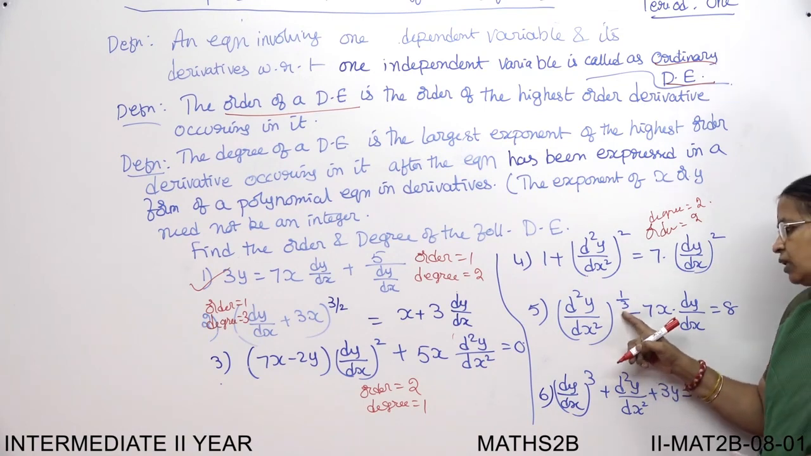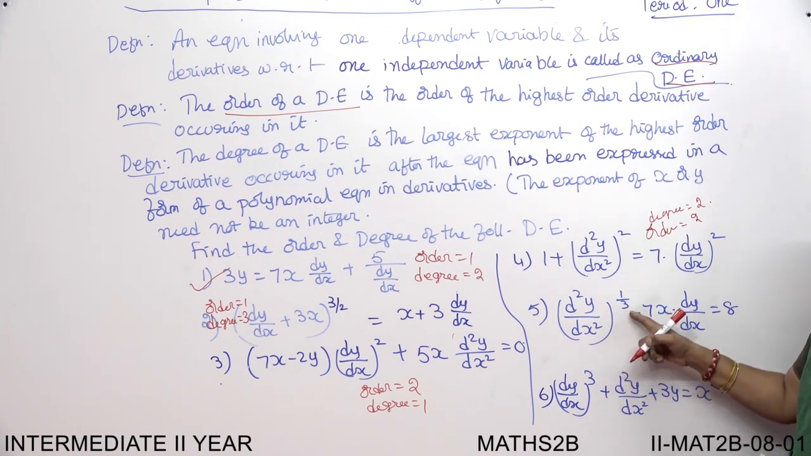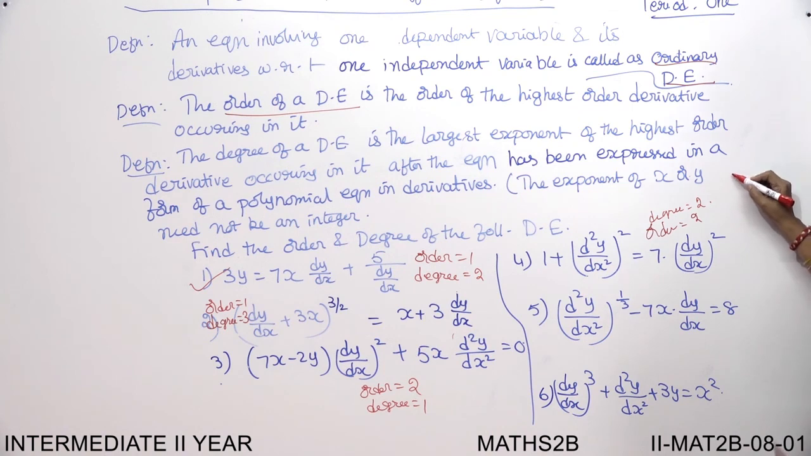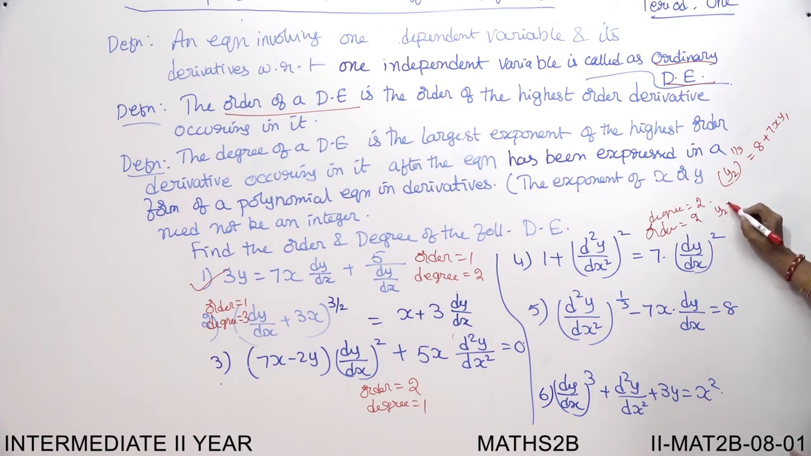Whereas here you have 1 by 3 as the exponent for the derivative. So what should you do? You should take this term to this side. So you will have the equation as y2 whole to the power 1 by 3 is equal to 8 plus 7x y1. Now, this power 3 should go to this side. So you will write y2 is equal to (8 + 7xy1) whole cube.